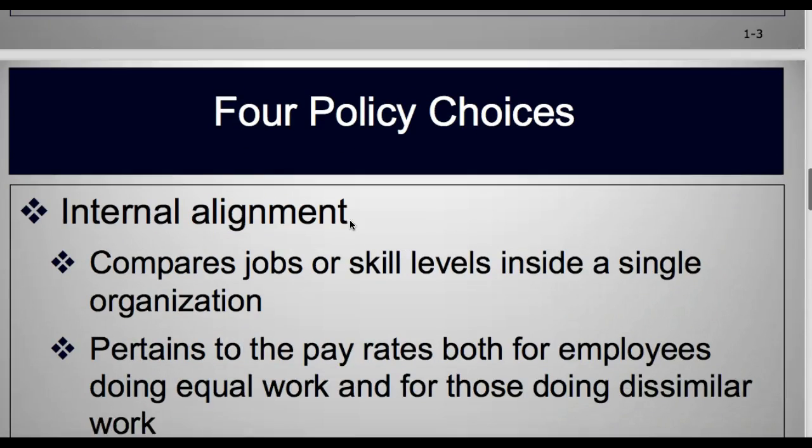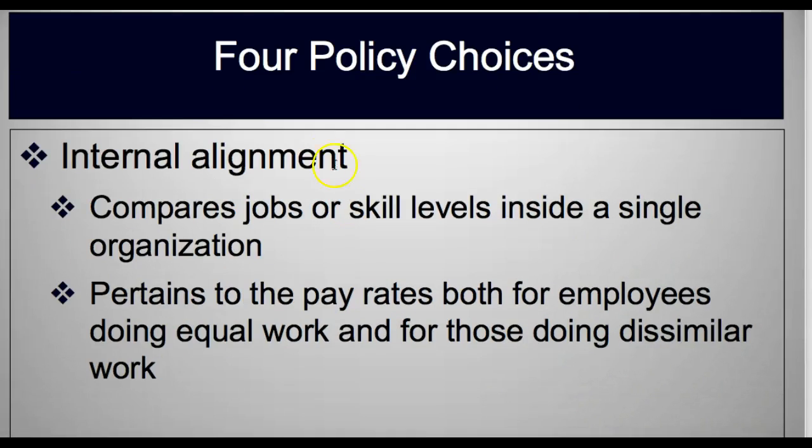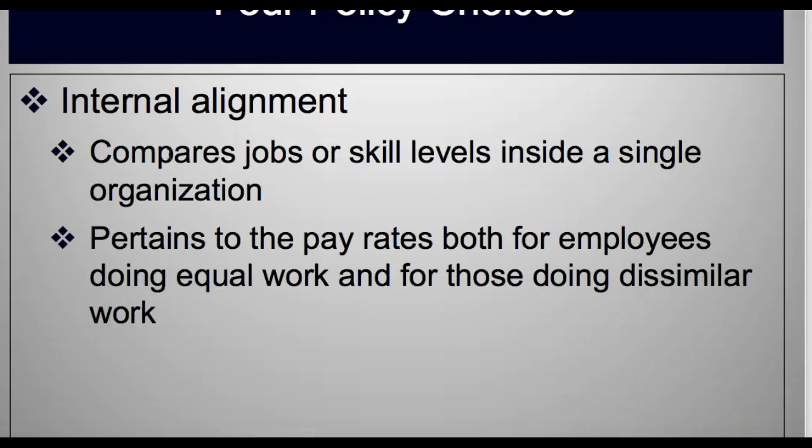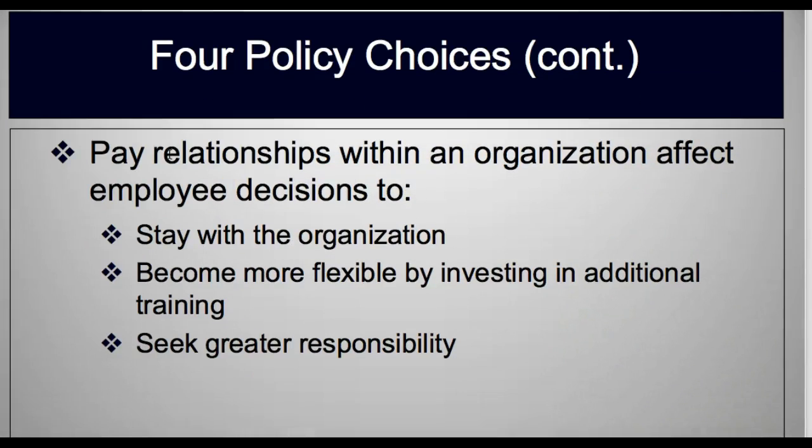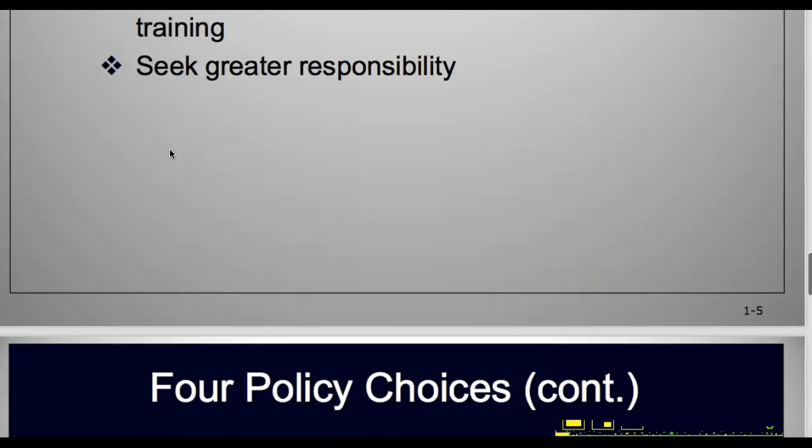Let's move on to the 4 policy choices. Now you'll recognize these, and these relate directly back to the pay model: internal alignment, pay relationships within an organization and their effect on employees, and then the idea here is to stay within the organization and develop people to become more flexible and seek greater responsibility.